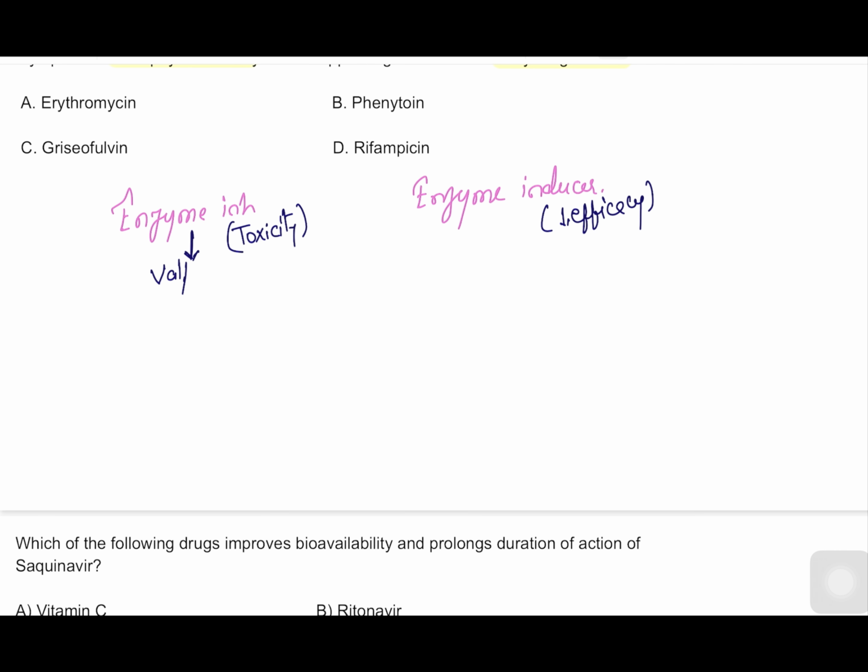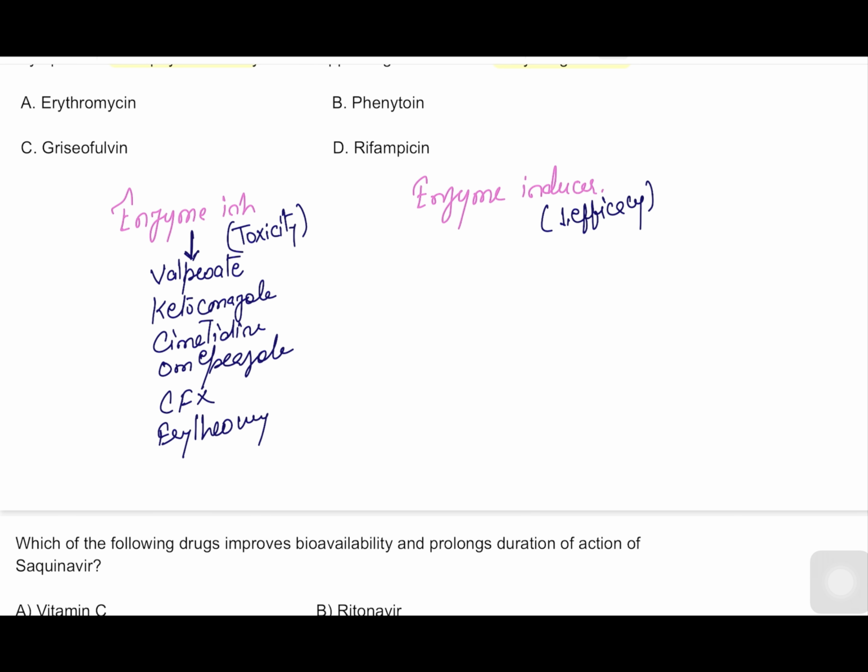So what are the drugs which are inhibitors? First you need to remember these, because sometimes they will ask you in combination. So valproate, ketoconazole, cimetidine, omeprazole, ciprofloxacin, erythromycin, isoniazid, and acute smoking. Acute smoking and acute alcohol. They are also enzyme inhibitors.